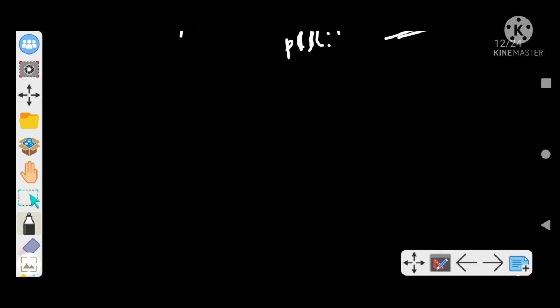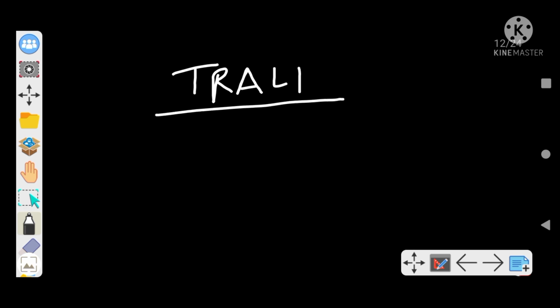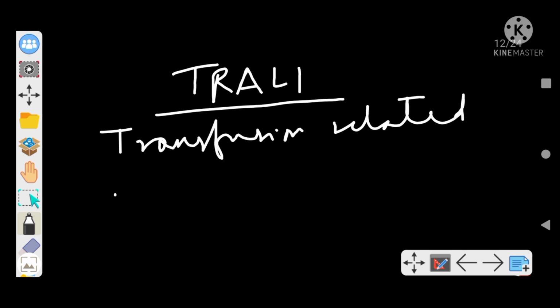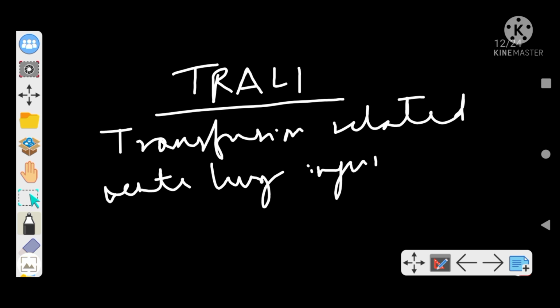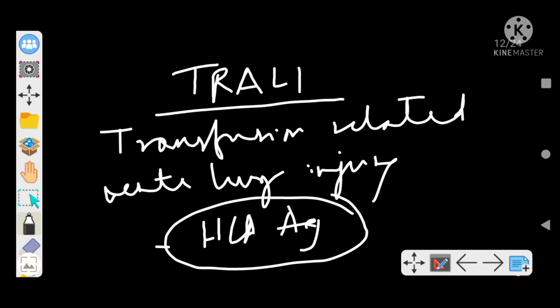PRBC is packed RBC, right? Now we will see 2 important terms: TRALI and TACO. For TRALI, just for completion's sake, I will discuss it briefly in my later videos. TRALI is transfusion related acute lung injury, right? Transfusion related acute lung injury, and it is mainly due to HLA antigen, right? This is about your TRALI.